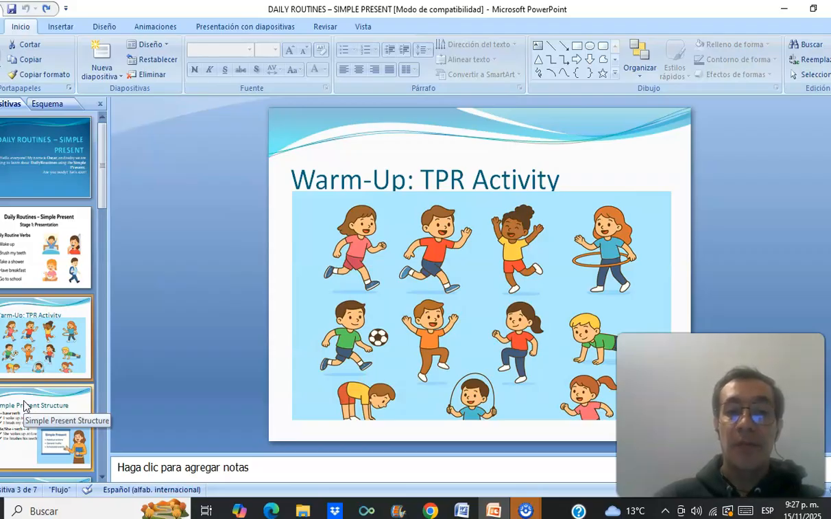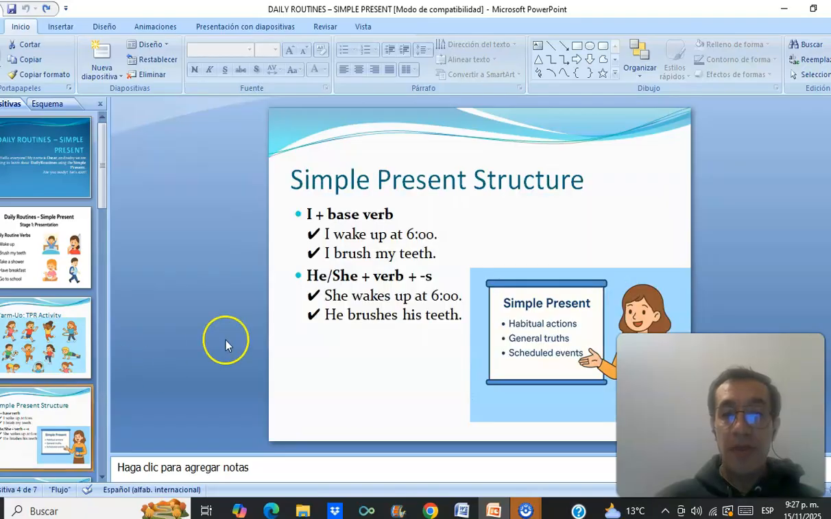And here you can also use the verbs that we were seeing previously. You can use them in this activity as well. And now we're gonna see the base structure of the simple present tense. For example, I plus the base verb, or he or she, as we were checking previously. I wake up at 6 a.m. At 7 a.m. I brush my teeth, I take a shower, I have breakfast, I go to school.